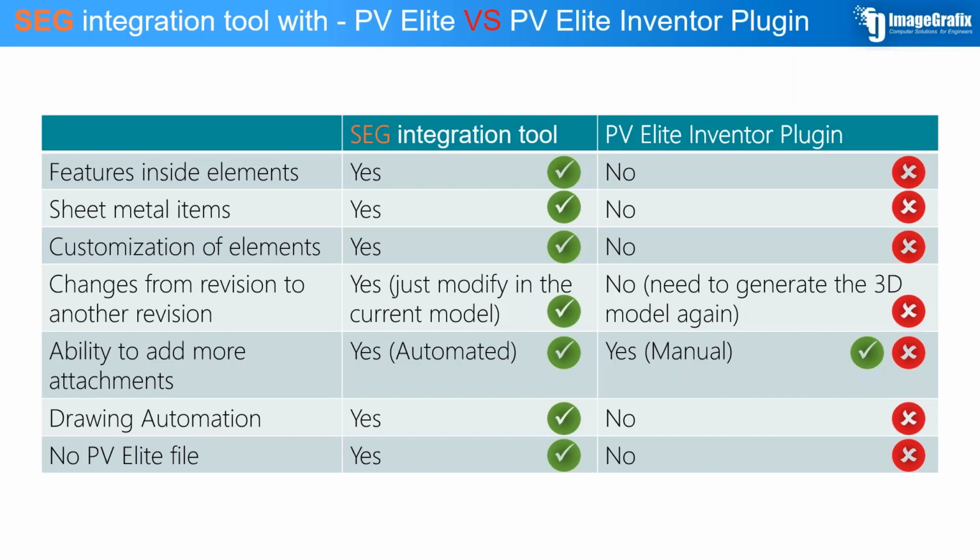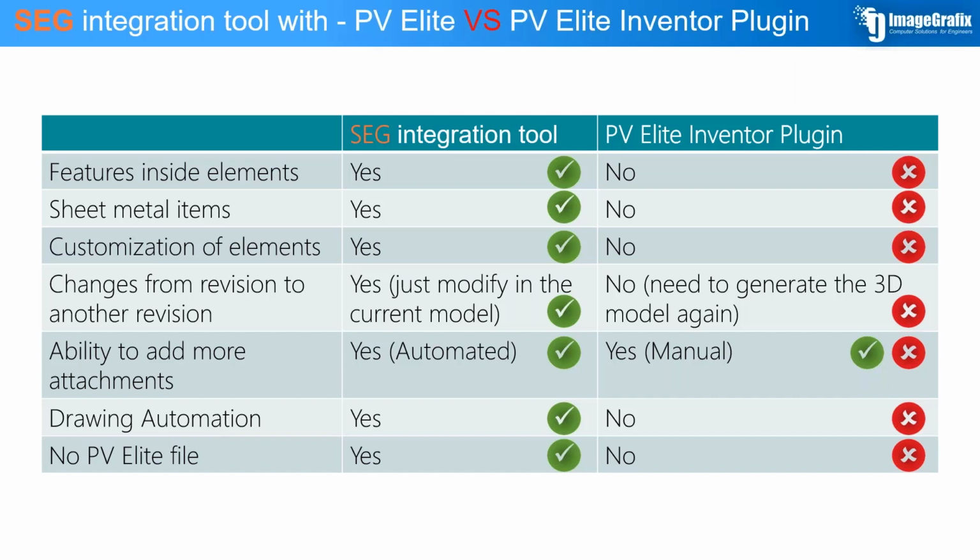The fourth point is changes from one revision to another revision. Let's say your client makes some changes, like changes the size of the nozzle, changes the rating of the nozzle, changes the location, orientation, all of that. By using SEG, you can make those modifications easily. But in the BVLit Inventor plugin, it's not an option. You will need to generate the 3D model again and start your process from the beginning and create your drawings from scratch again.